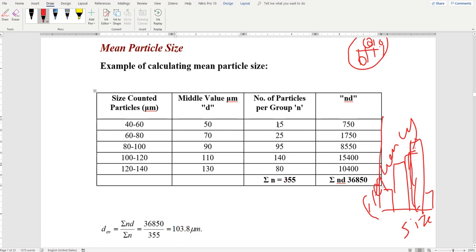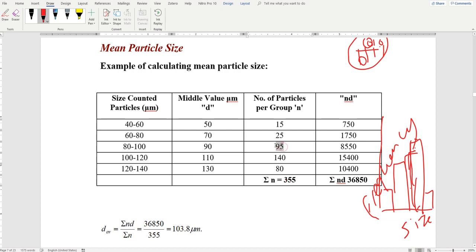So what do you do? You want to add the size of each particle together. Each one of these 15 has a size of 50. So what is their total size? Multiply this by 50, and this is their total size. Again, I have 25 particles with an average size of 70. What is their total size? Multiply 25 by 70 and you will get their total size.